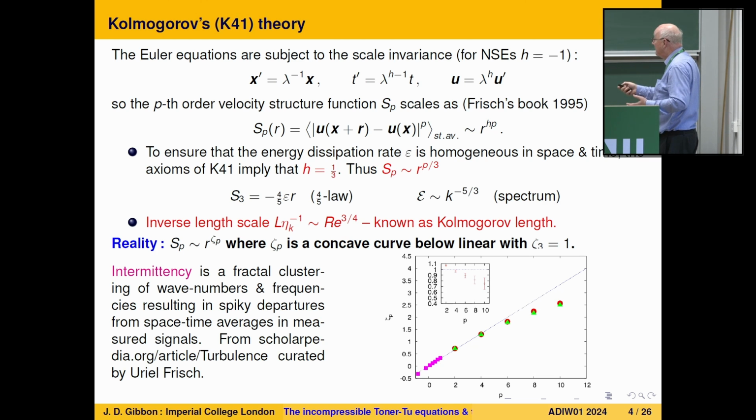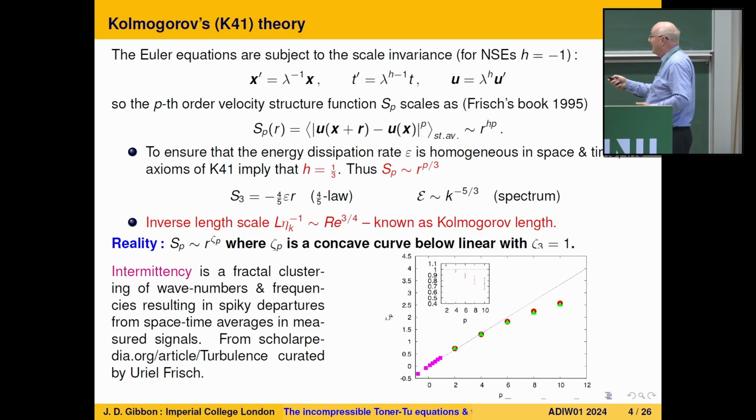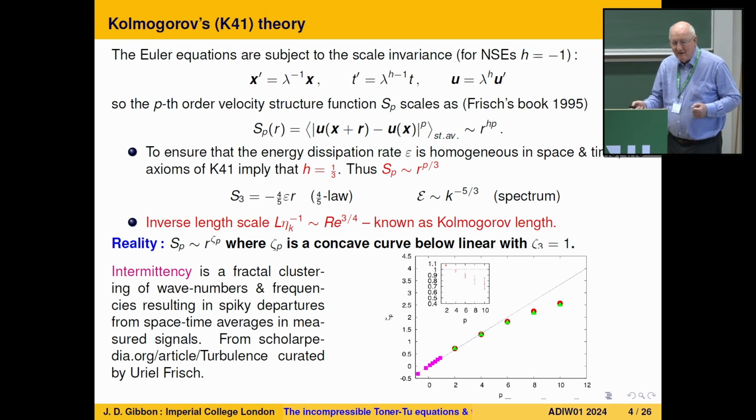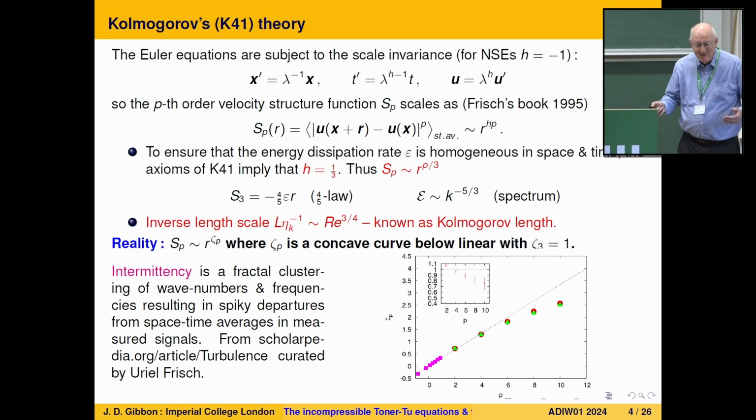And then you do the usual trick of getting the -5/3 spectrum and the Kolmogorov cutoff inverse length scale, Reynolds to the 3/4, that everybody knows and loves. Now that's K41 in half a slide. But the reality is, as Uriel's book points out, that when you actually look at data, that's not really quite true.